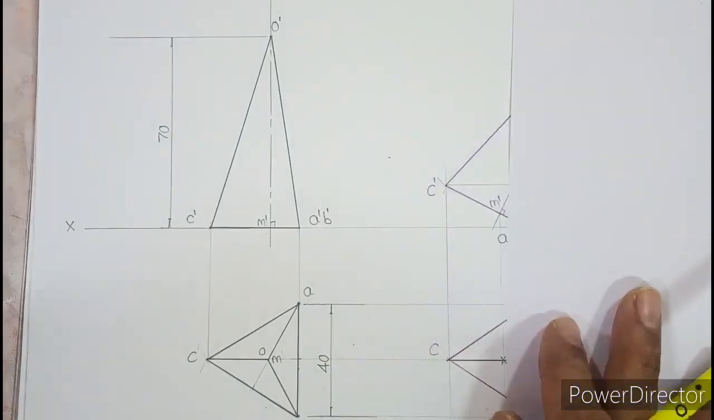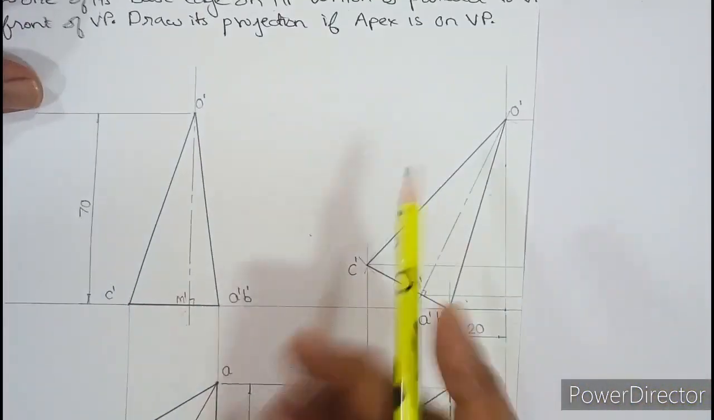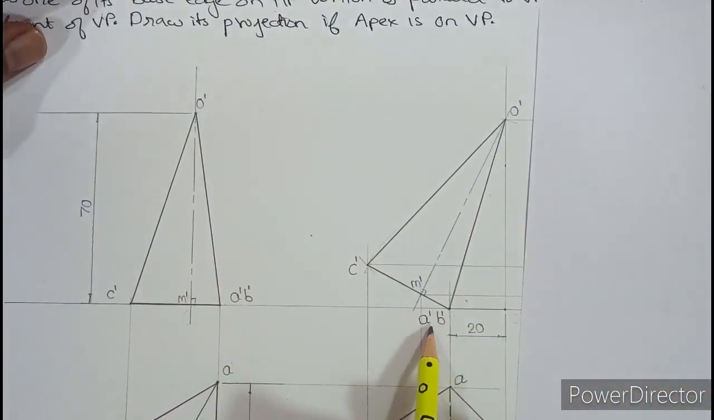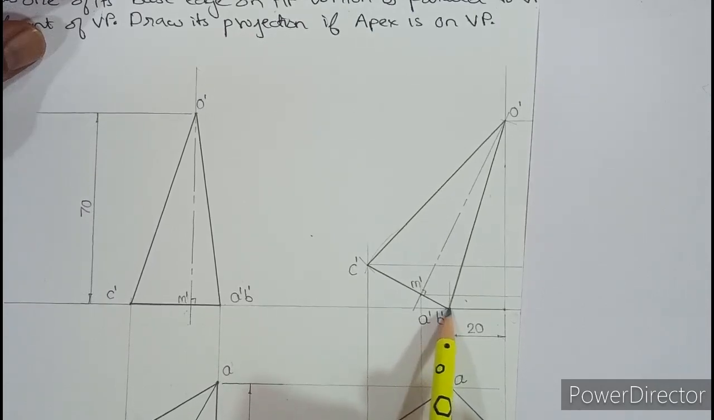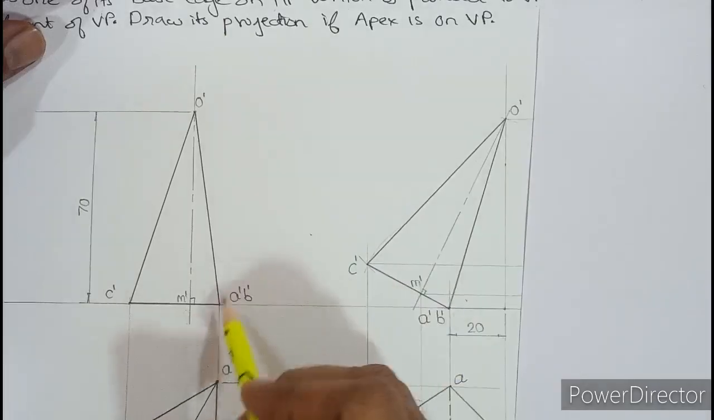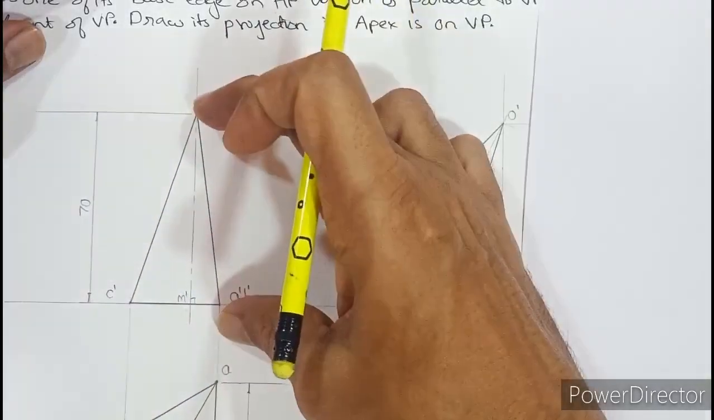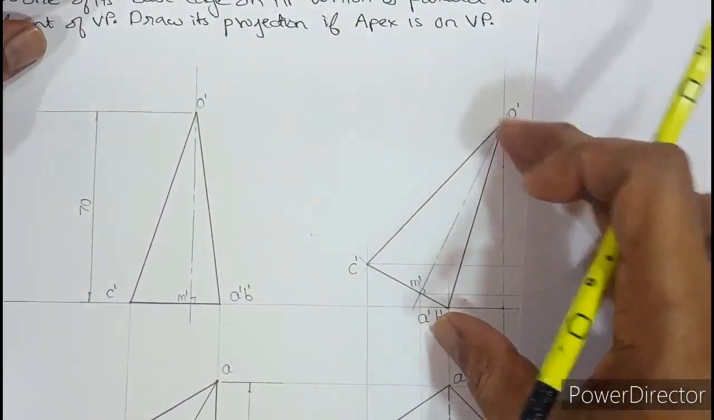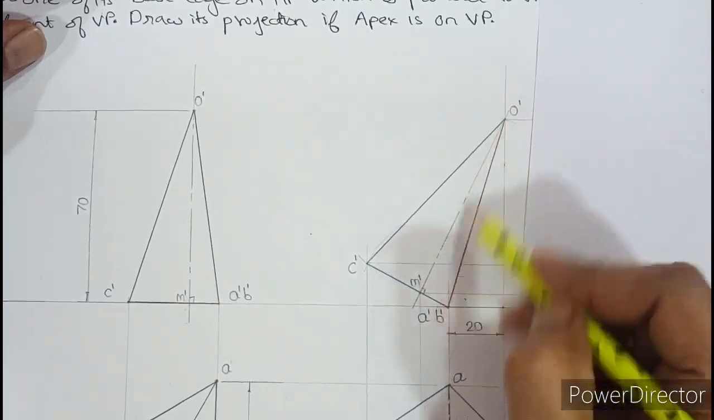So in the next diagram, what we have to do is that you first mark AB on XY, that is A dash B dash. Move 20 mm and draw a vertical projector of O dash. Because the shape and size remain same, take AB to O in the compass, and from AB cut an arc. You will get AB O dash.